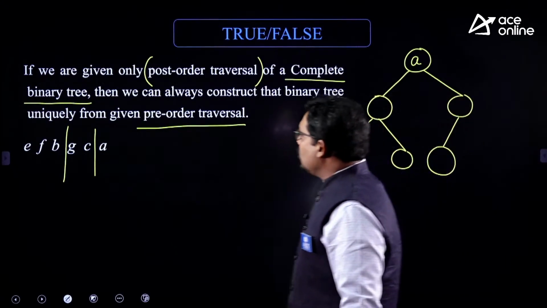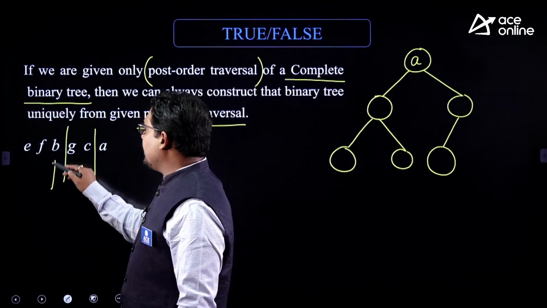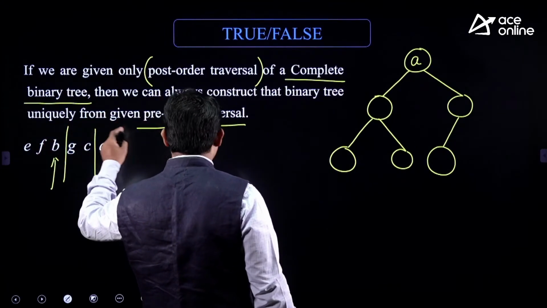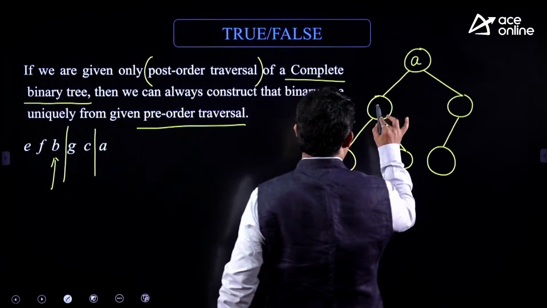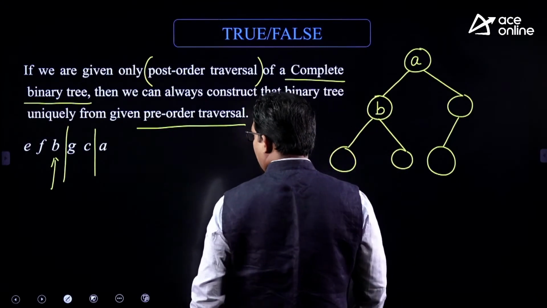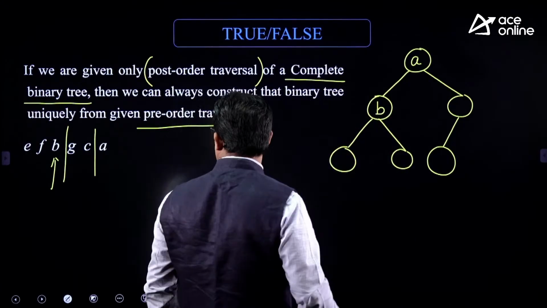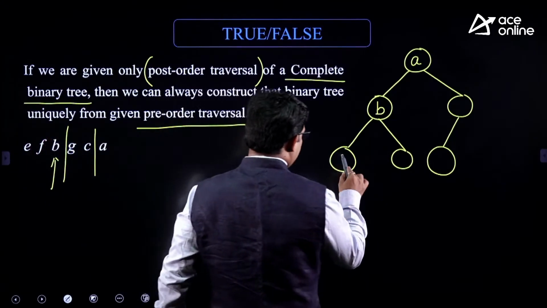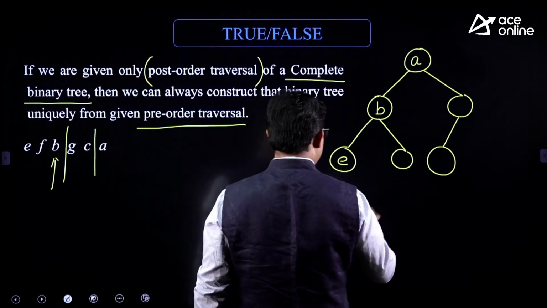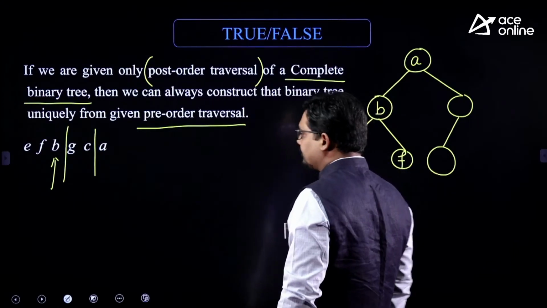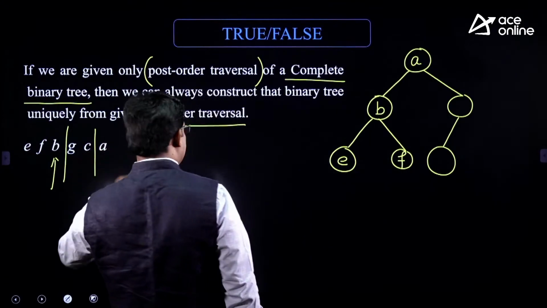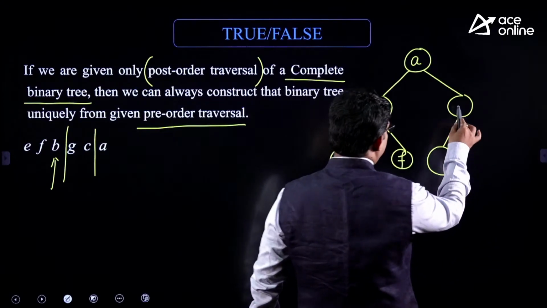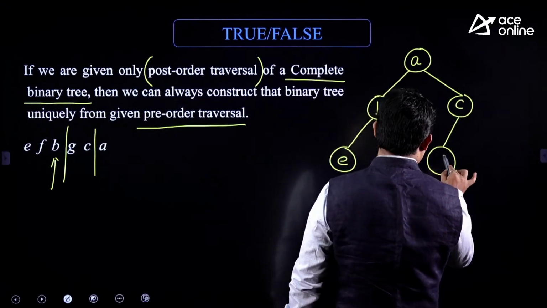And again using the post-order traversal, I can say B is the root. Left, right and then root. So B is the root of this. There are 2 children, one on the left and another on the right. So E is on the left and F is on the right. And for C, C is the root and G is on the right.